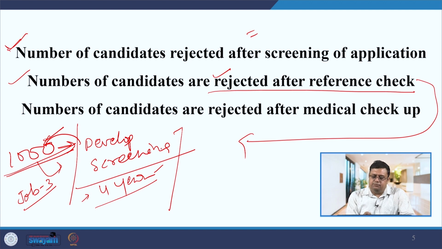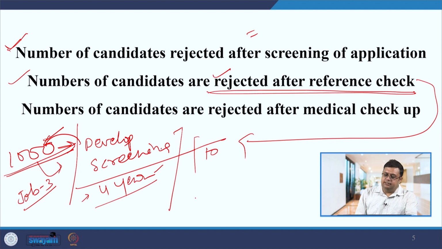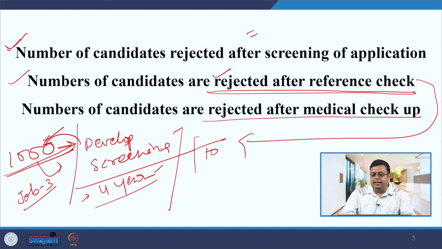So after this process, after this reference check, how many candidates were rejected? Let's say 10 candidates are rejected after the reference check, right, and what is their reason? Next thing that you need to understand, how many candidates were rejected after the medical checkup. Why are these numbers important?